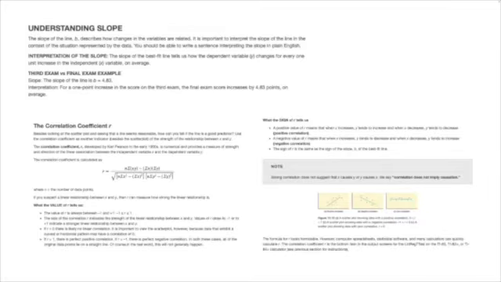Your least squares criteria, again, you're using your graphing calculator to do this. Okay, so slope. The slope of the line B describes how changes in the variables are related. It is important to interpret the slope of the line in the context of the situation represented by the data. You should be able to write a sentence interpreting slope in plain English. So the slope of the line of best fit tells us how the dependent variable y changes for every 1 unit increase in the independent variable x on average.